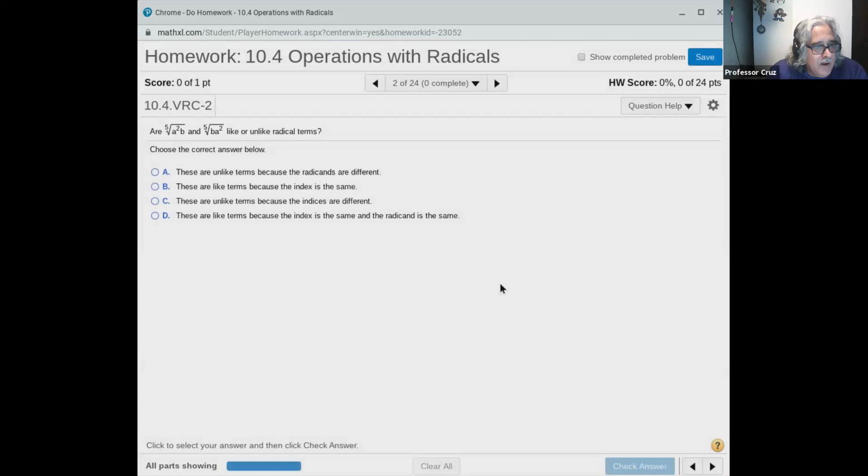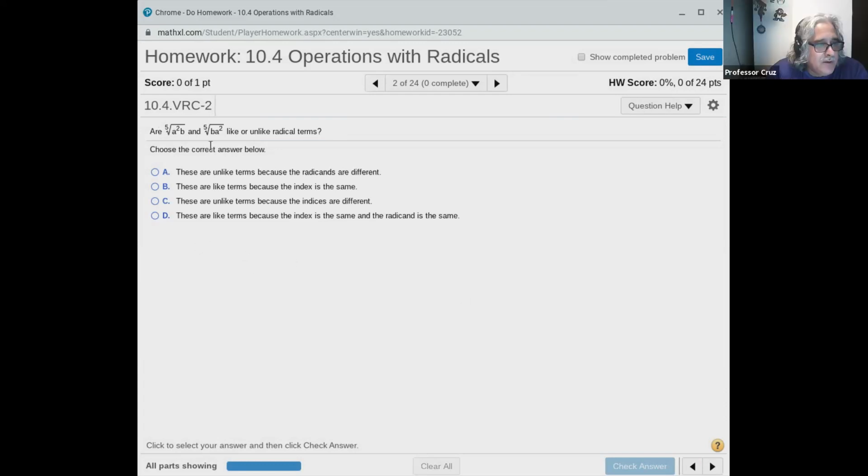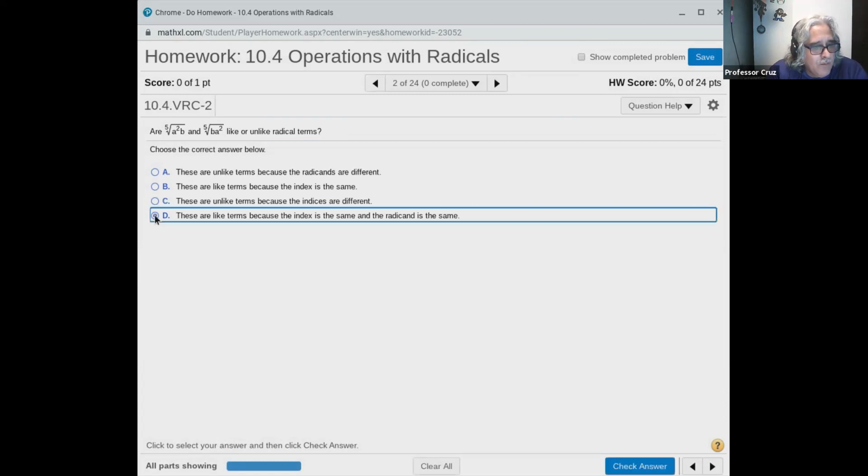All right. Are these like terms? Yes. They're both 5th roots, and they're both got an a squared times b. They're just in a different order. A squared b, yeah.